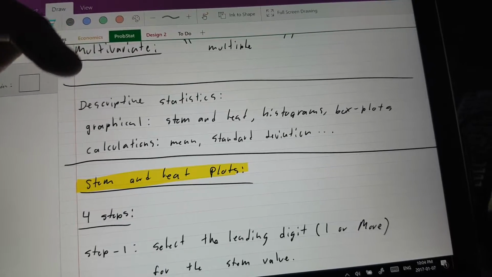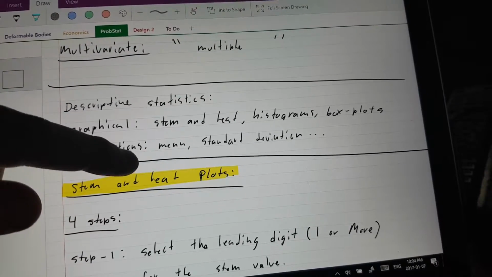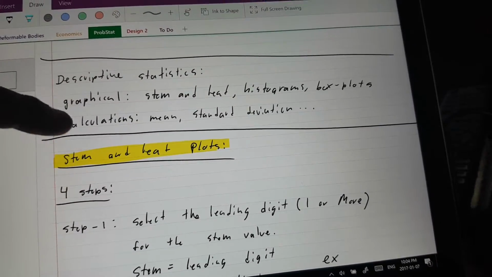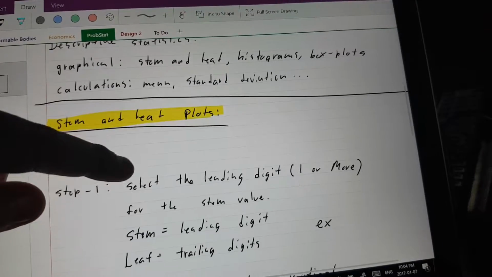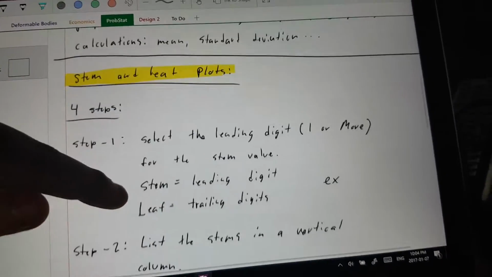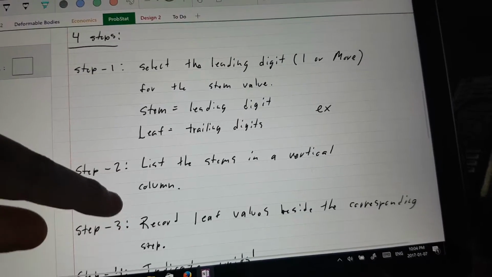So descriptive statistics is what we're looking at for the first bit. We have graphical ones, which is like a stem and leaf plot, histograms, box plots, and then the calculations involved are things like mean and standard deviation. Anyway, all he went over was a stem and leaf plot, because this was toward the end after he had told us about himself.